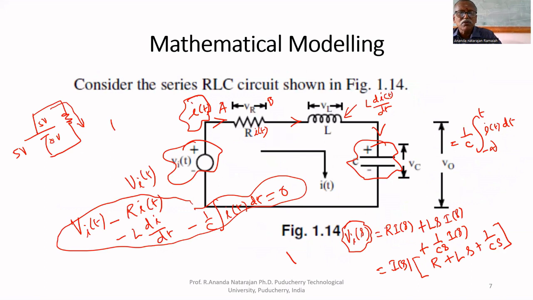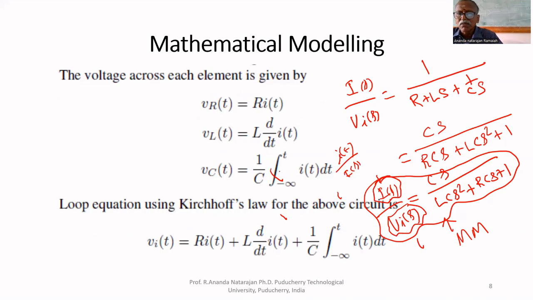What are we giving to the circuit? The input to the circuit is voltage Vi of t. That is, Laplace transform of Vi of t is Vi of s. Therefore, the Laplace transform of output upon Laplace transform of input is called the transfer function of the system. Transfer function is also a mathematical model, but in frequency domain.